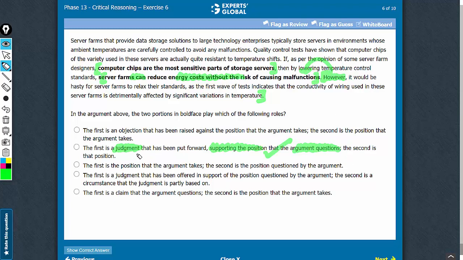Look at the second part here. The second is that position. Yes, the second boldface is the position that the argument questions. The second part is also alright. B is the best answer choice.